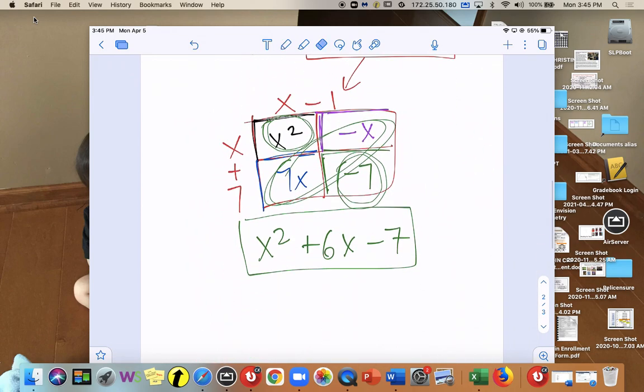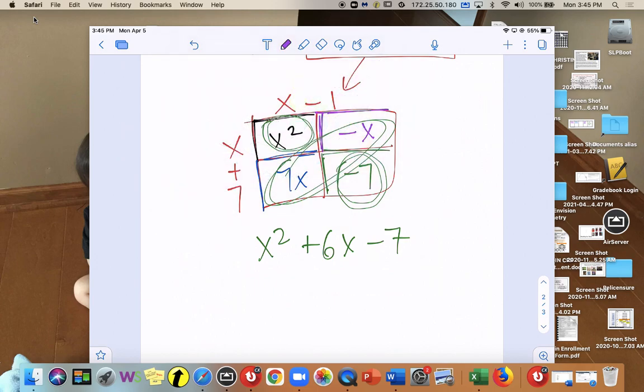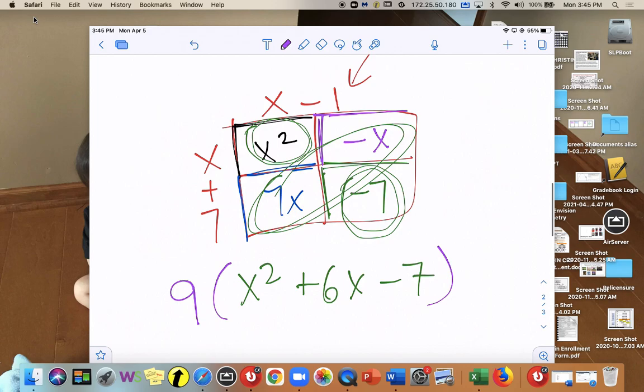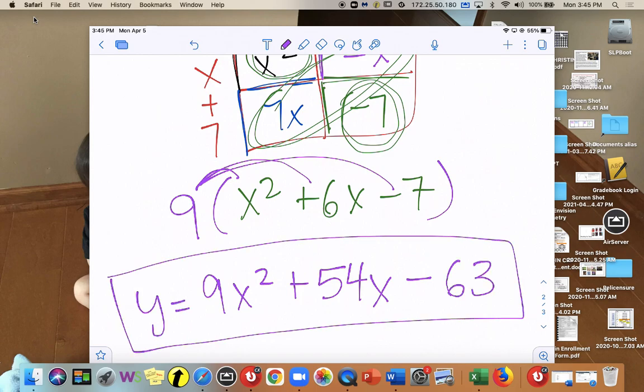So if you choose to multiply by 9 last, then I'm going to go ahead and put this in parentheses and put the 9 out in front. And again, you multiply any two terms together first and then multiply everything by the third term. So I'm just going to distribute the 9, and I'll get 9x squared plus 9 times 6, 54x minus 63. And that's my final answer in standard form, which is multiplying everything out.